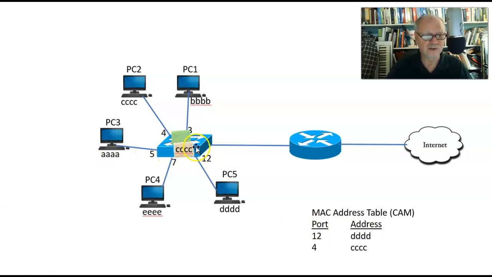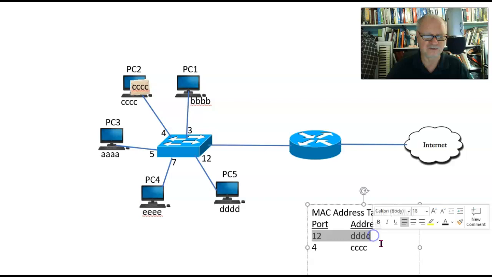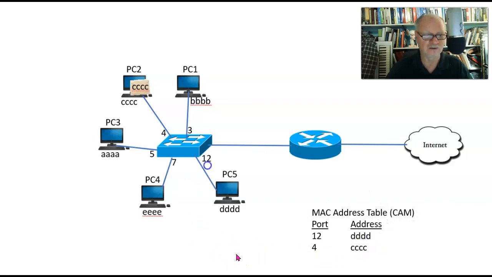All right, so now that it knows where CCCC is, it sends this frame on up to CCCC, and that completes the process. Now, of course, if PC2 wanted to respond to PC5, it would send out a new frame with DDDD. When that frame gets down to the switch, the switch already knows where DDDD is because it already has that in its CAM table. It says, oh, that's on port 12, and it would send it out of port 12, and so on. So this is how this switch is going to learn these addresses.